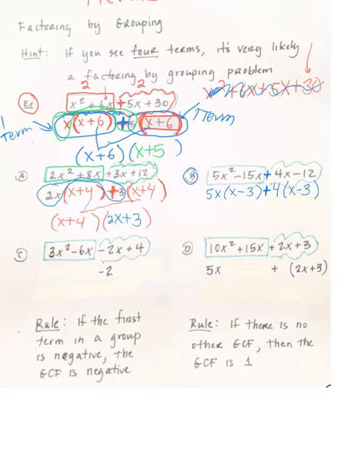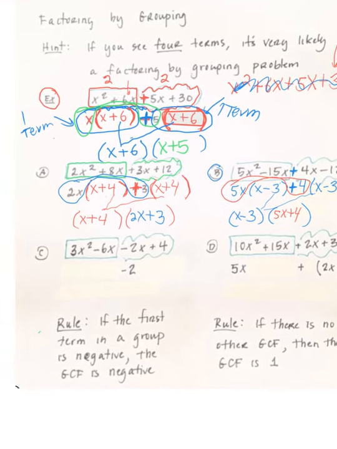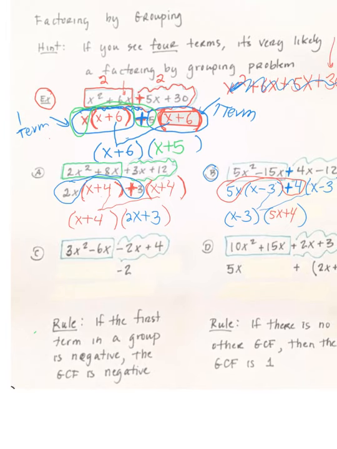Because we're designing these problems so that that x minus 3 will come out in front as a new greatest common factor. And we open up our parentheses whenever we finish factoring for the leftovers, and the leftover is 5x plus 4, and we are done. If we look at question number C, we wrote a rule. If the first term in a group is negative, then factor out the negative with the GCF.